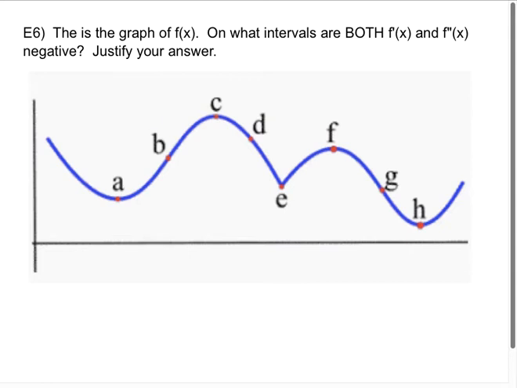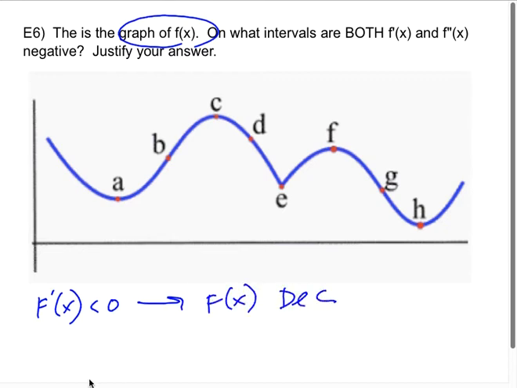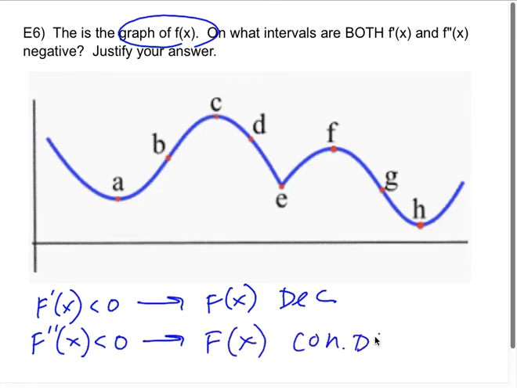So this is the graph of f, just f. On what intervals are both f prime and f double prime negative? Okay, so remember, your job is to translate what this means. F prime of x less than 0 means that f of x is decreasing, right? And f double prime of x less than 0 means that f of x is concave down. So your brain is saying, this is what I'm looking for. We're looking for where f is going downhill and also cupping downward, okay?